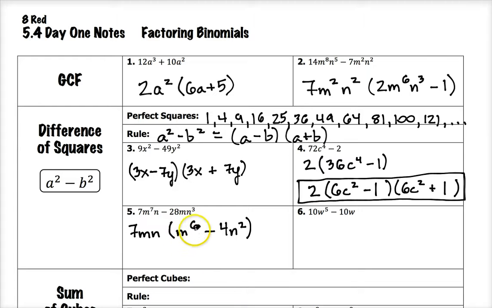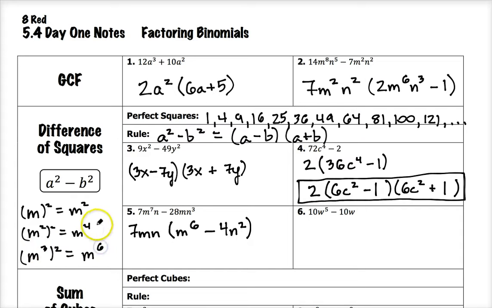Anytime you have an even-powered exponent, that's automatically a perfect square, okay, because you can square m to get m squared. You can square m squared to get m to the fourth. You can square m cubed to get m to the sixth. So all even-powered exponents have a square root, okay? So they're automatically perfect squares.